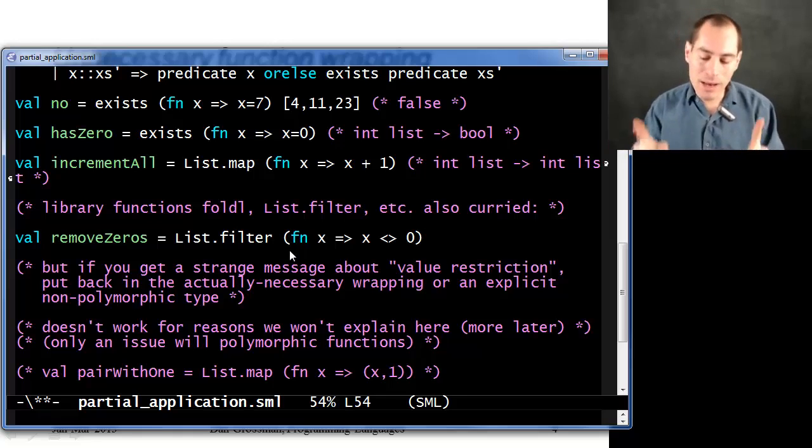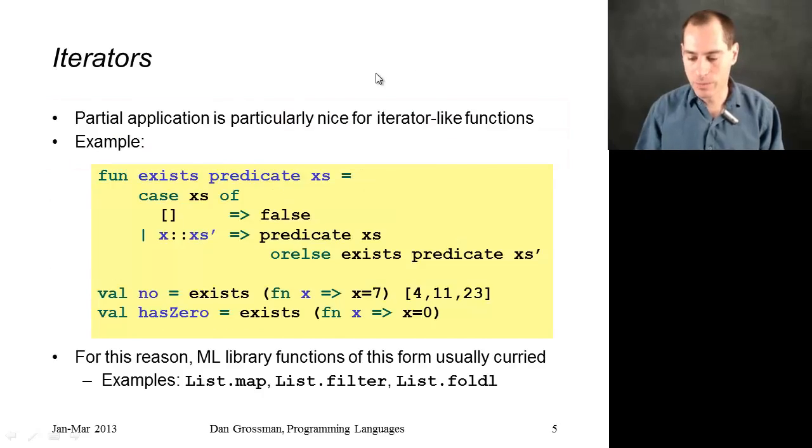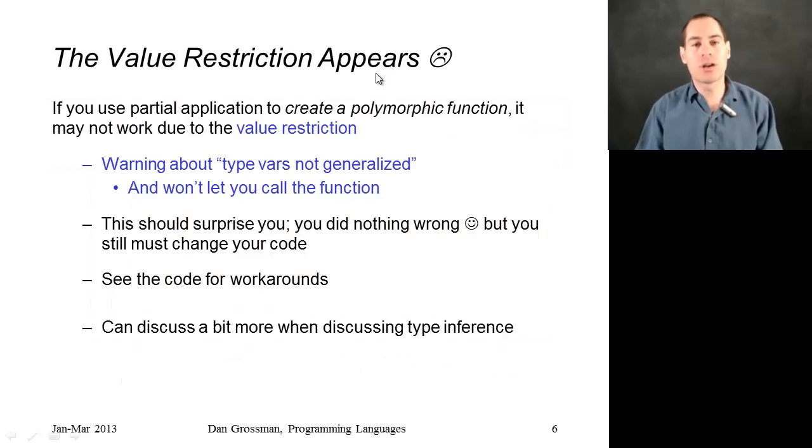But there is one thing that I don't want to talk about right now, but unfortunately I have to. So once you start using these polymorphic curried functions with partial application, you might run into this thing called the value restriction. The value restriction is something that's in ML for very good reasons. The type system would be broken without it. But I don't really want to talk about it right now because it's confusing.